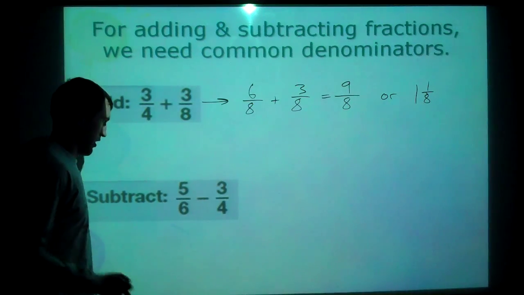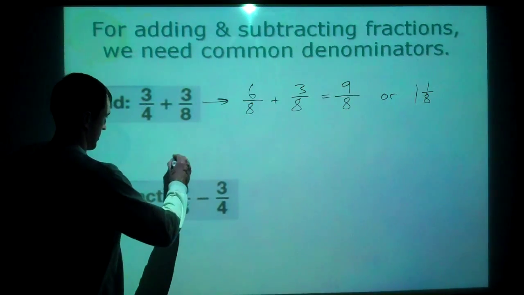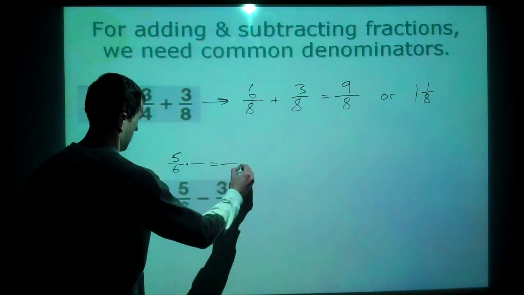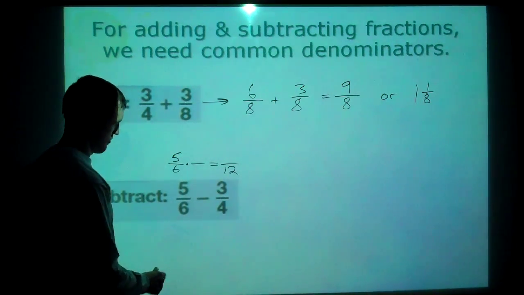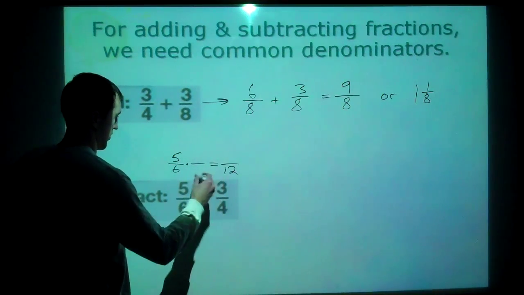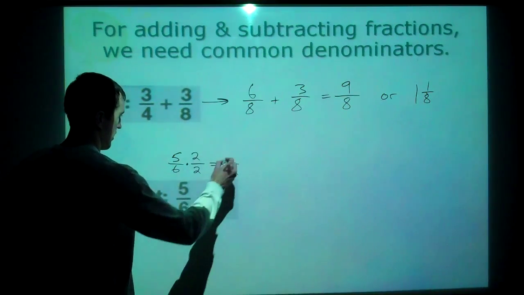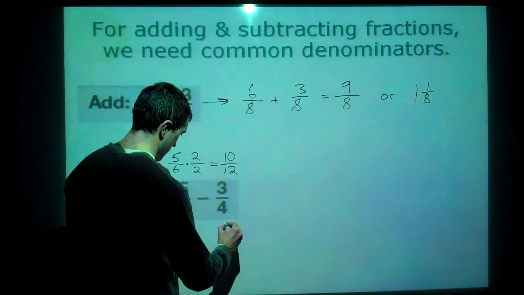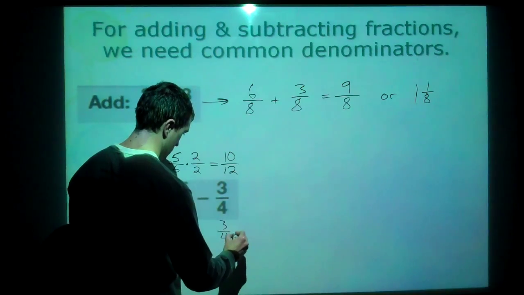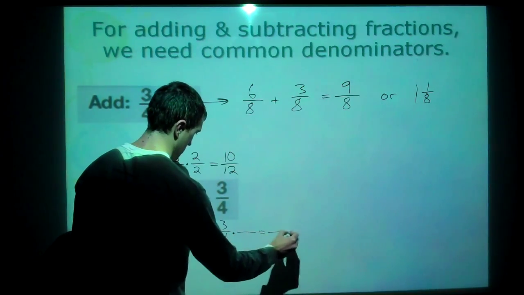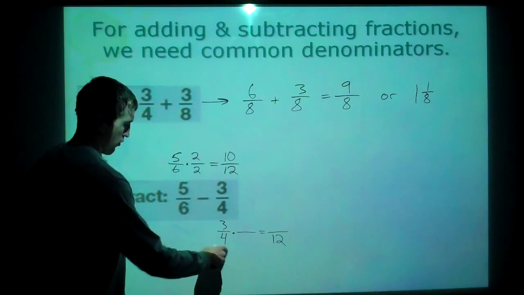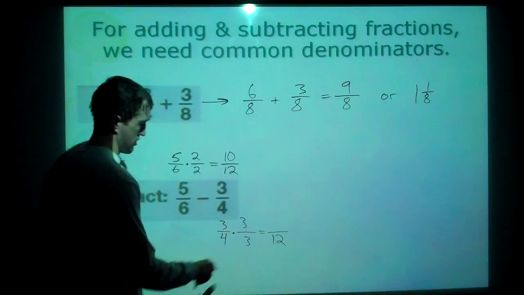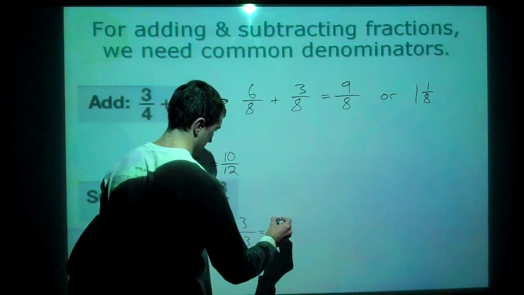So let's use 12. 5/6. We have to multiply that times what to get a denominator of 12. 6 times 2 will give us 12. So 2 over 2. And this is 10 over 12. 3/4. So 4 times what gives us 12? Well, 4 times 3 gives us 12. So that's a 3 over 3. 3 times 3 is 9.